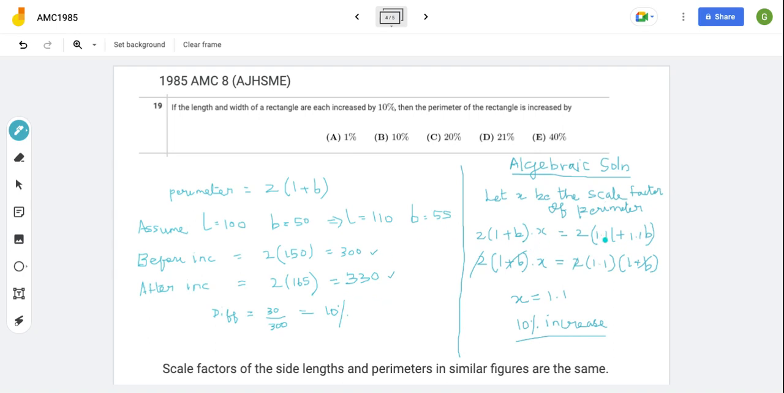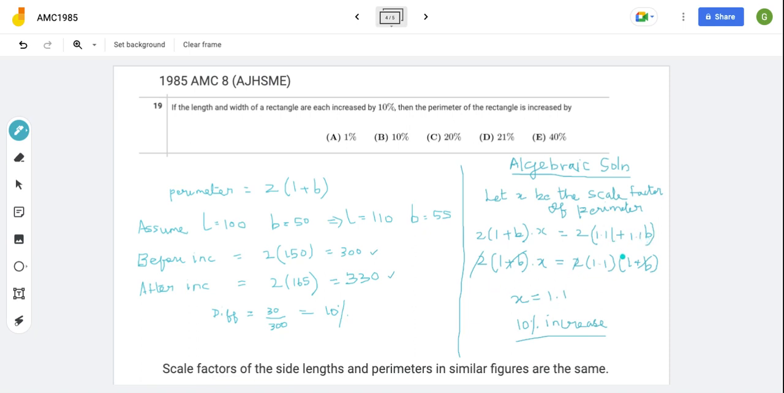How do I do the same problem algebraically? Sometimes it might not be very easy to substitute numbers, so we should know the algebraic way of doing such problems. So let x be the scale factor of the perimeter, that is, the value by which the perimeter scales. Now 2 into (length plus breadth) into x is the same as 2 into (1.1l plus 1.1b), because we are increasing both length and breadth by 10%. Here both are 1, here both of them become 1.1.